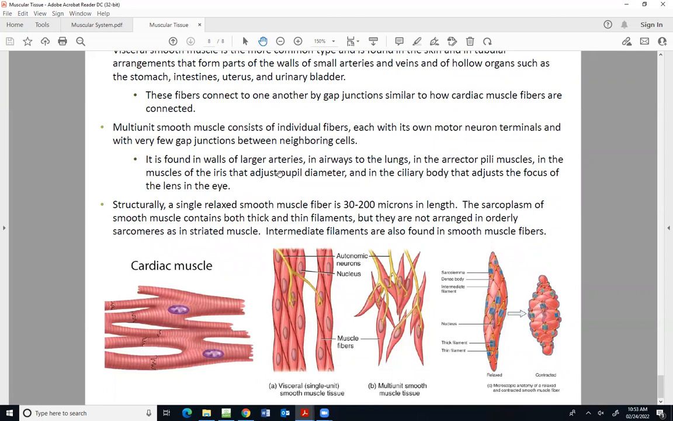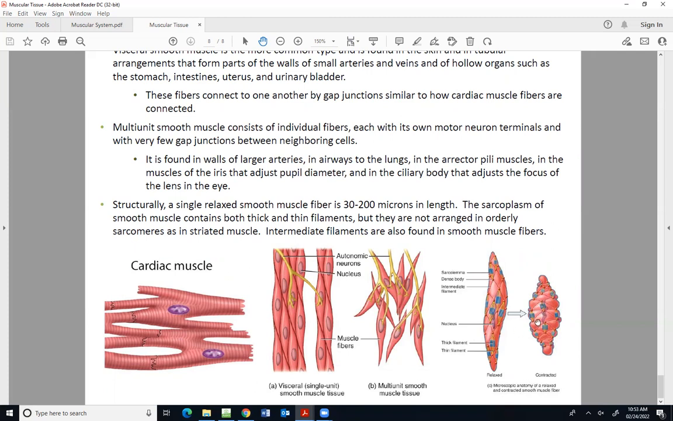We find multi-unit in the walls of larger arteries, airways to the lungs, the arrector pili muscles, which we learned previously help make your hair stand up and give you goosebumps. Muscle of the iris that adjusts the pupil diameter, so it's in your eye, as well as in the ciliary body that adjusts the focus of the lens in your eye.